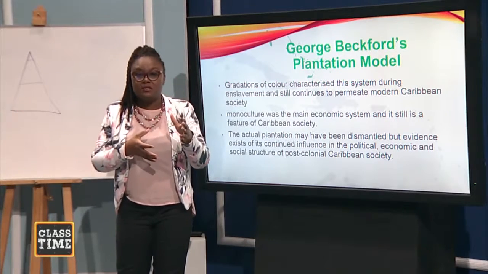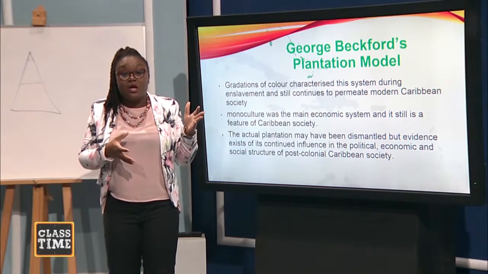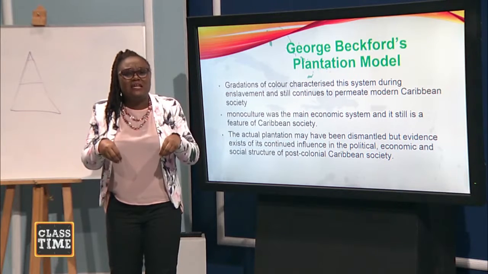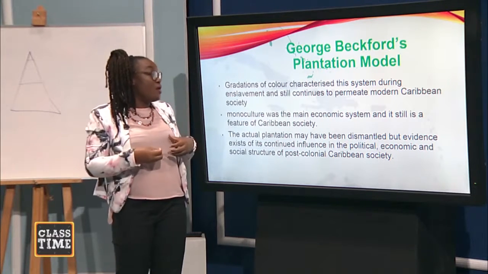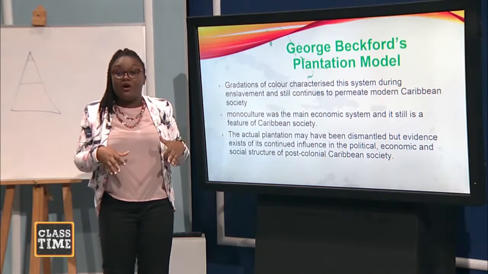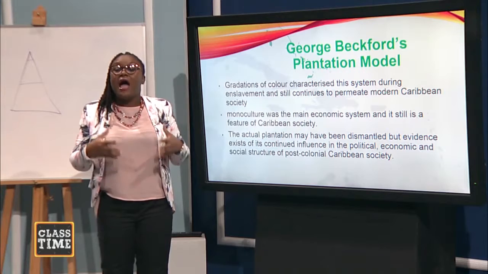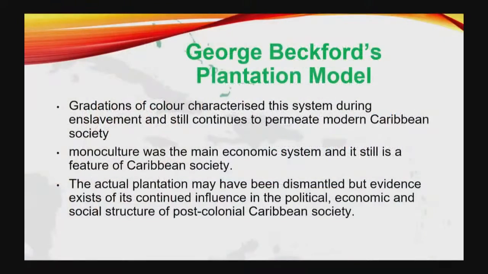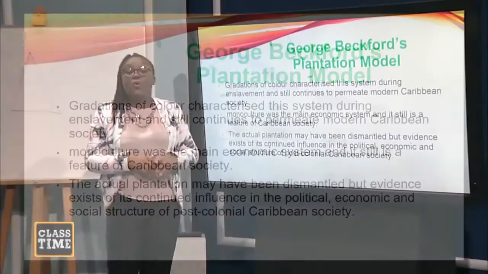So people's movements were restricted as it related to how they affected the planting of sugar. Everything that was done during the period of the plantation system had to do with how much sugar was planted and how much profit the planter could make. Monoculture, this one-crop situation, just sugar alone. And we all know sugar cannot eat, but one crop was planted. The actual plantation may have been dismantled, but evidence exists of its continued influence in the political, economic, and social structure of post-colonial Caribbean society.